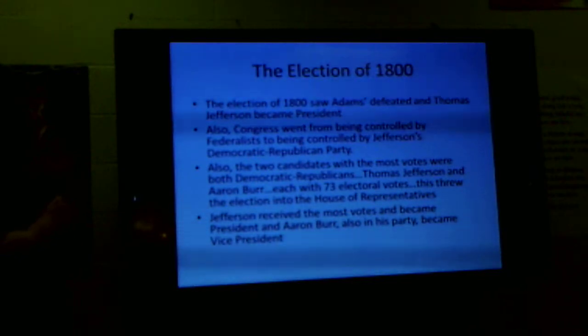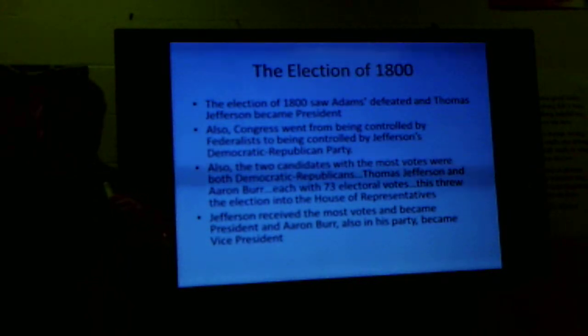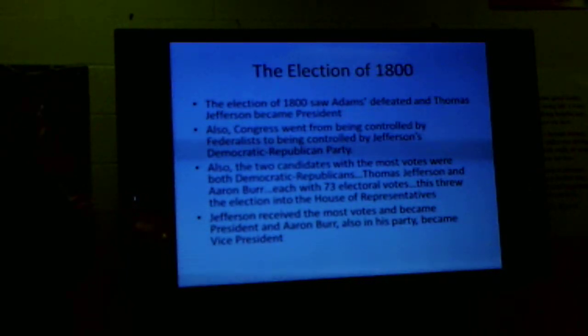Also, the two candidates with the most votes were both Democratic Republicans. So Thomas Jefferson and Aaron Burr. Jefferson and Burr each got 73 electoral votes. And that threw the election into the House of Representatives.